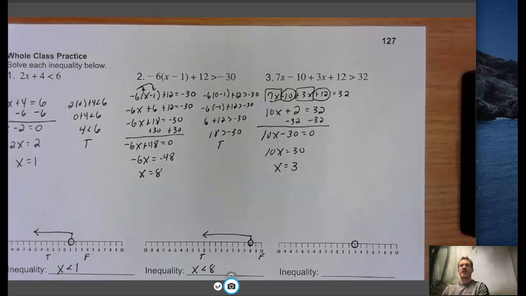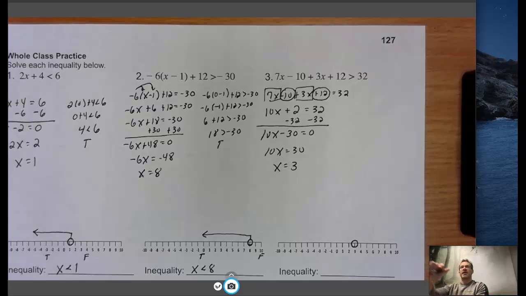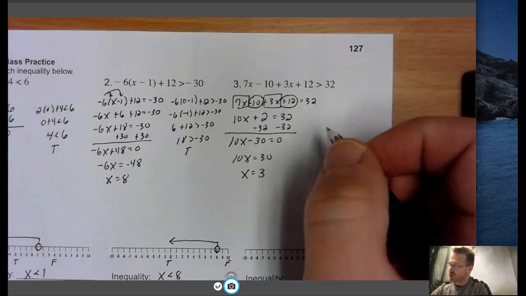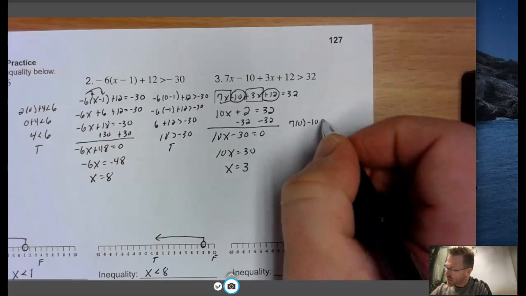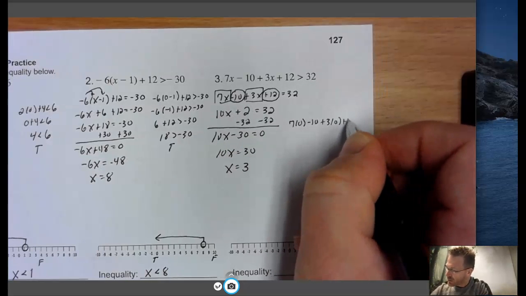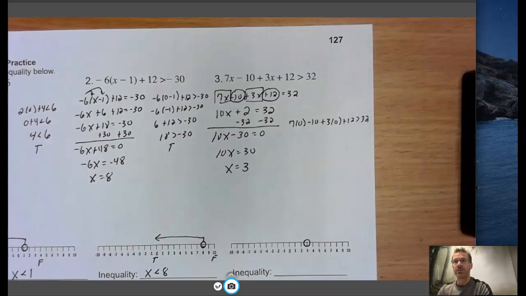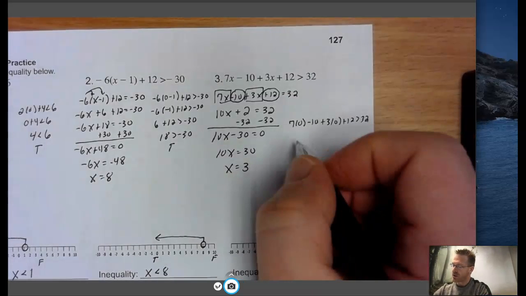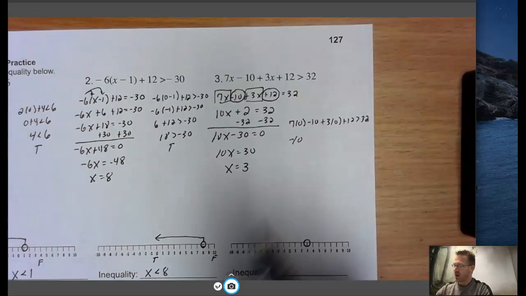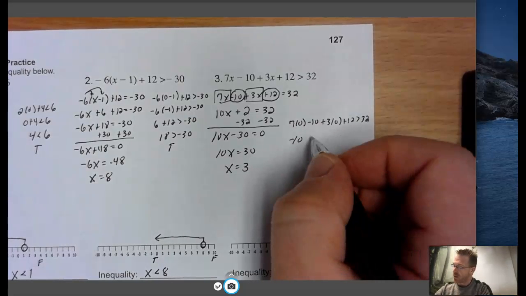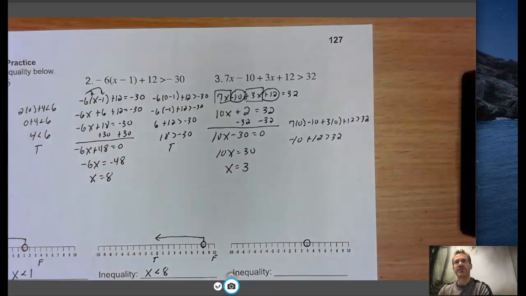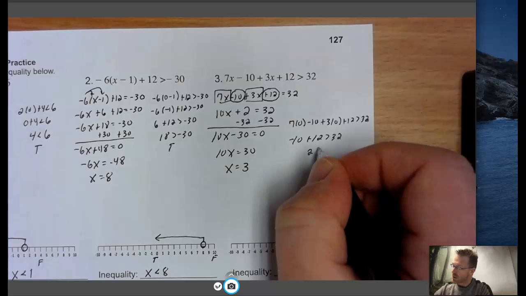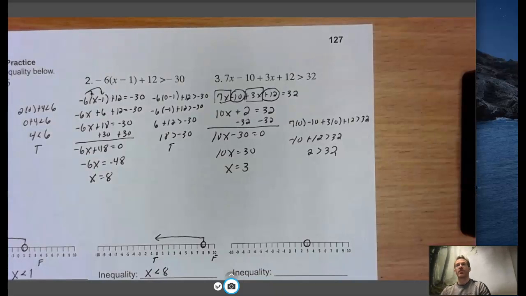Now, once again, I'm going to test to see which way to shade. So I'm going to test 0, which once again is on the left side of our anchor this time. So I'm just going to drop down just a little bit here. So 7 times 0 minus 10 plus 3 times 0 plus 12 is greater than 32. So 7 times 0 is 0. Bring down the negative 10. 3 times 0 is 0, and then I'm going to bring down the 12 here. And then negative 10 plus 12 is 2, and so I get 2 is greater than 32.